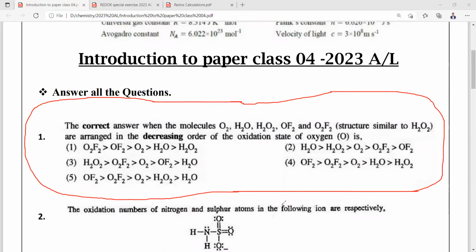It's a 2018 A level question. Okay, this piece is O2, H2O, H2O2, OF2, O2F2. Arrange in the decreasing order of the oxidation state.